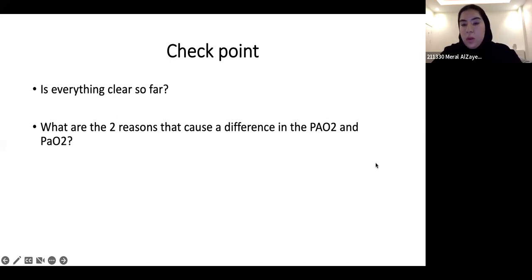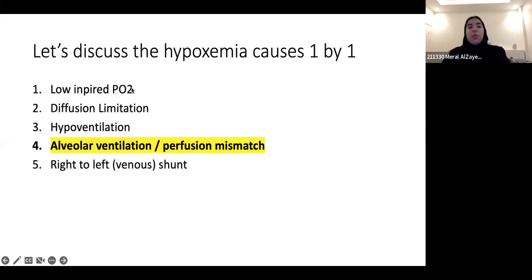Okay, perfect. Let's move on to the 4th cause, which is alveolar ventilation perfusion mismatch. Here I need you guys to focus, because this is the part that Dr. Shams focuses on the most. If you don't focus and follow along, it can be a bit confusing. So let's bismillah and move on.